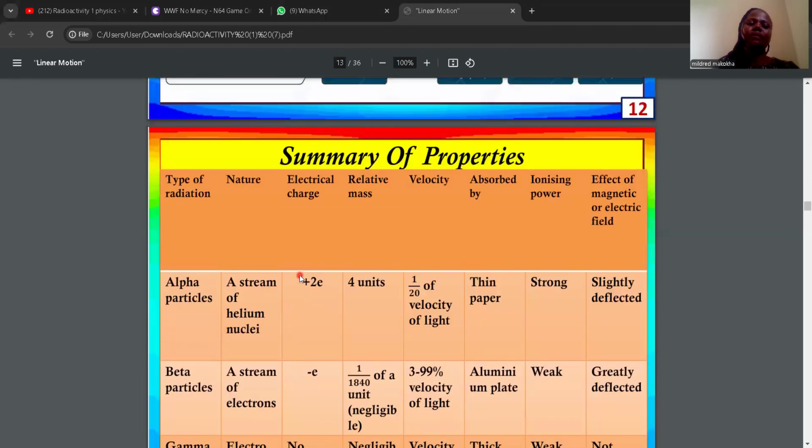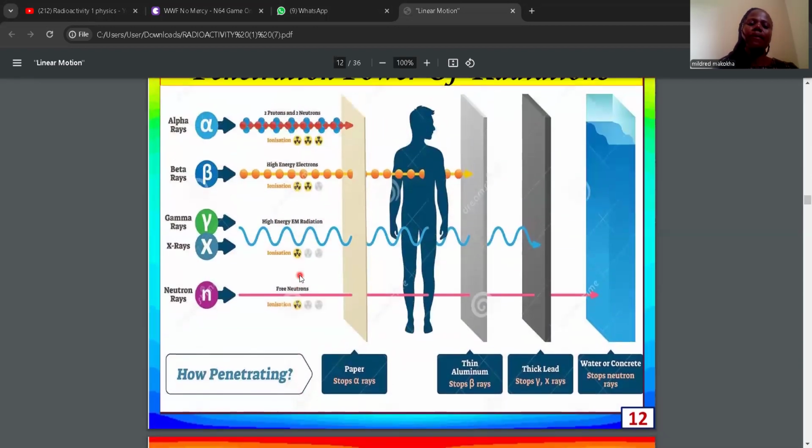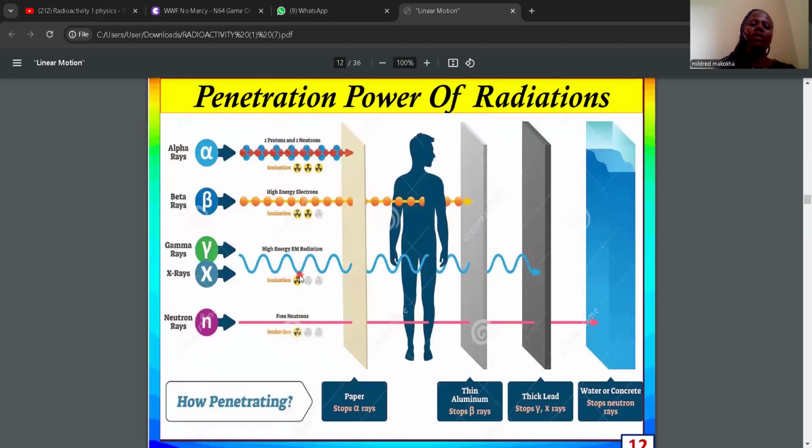There is a slide that is representing the penetration power of radiations. We've talked about the 3 radiations. We've said that because these radiations possess different amounts of energy, then their penetration will actually be different. So from the diagram presented there, we have the alpha particles. The alpha particles have the least penetration power to an extent that they can be stopped by a piece of paper.